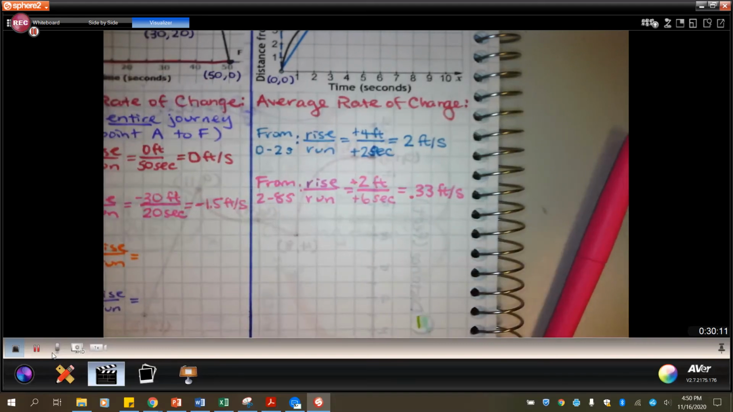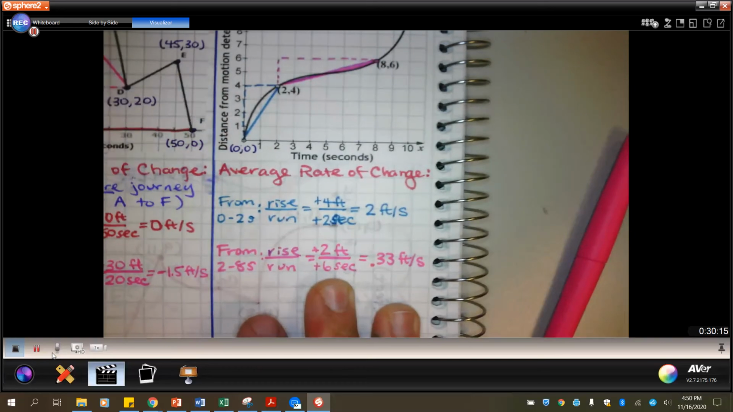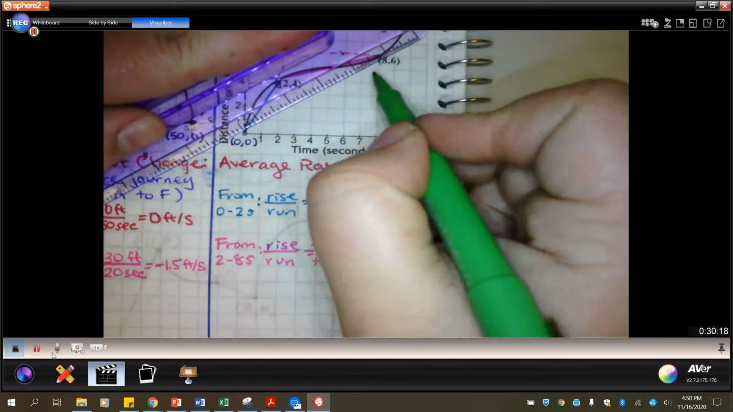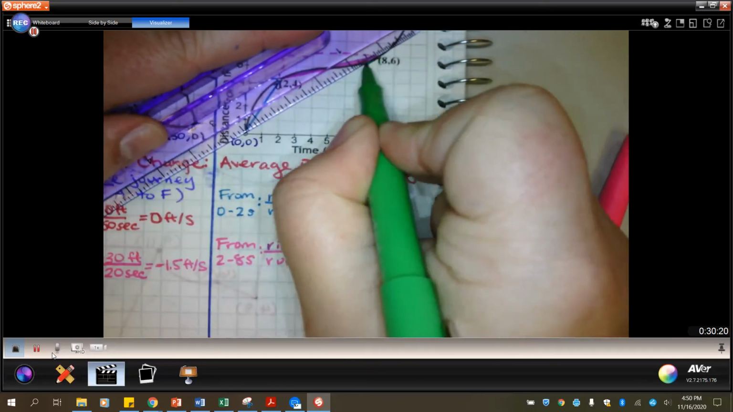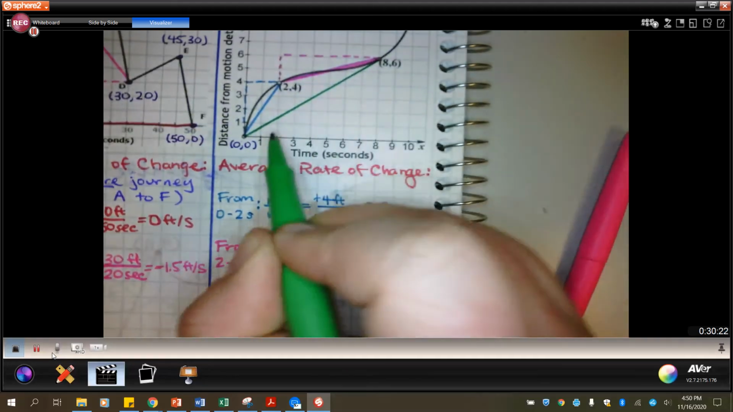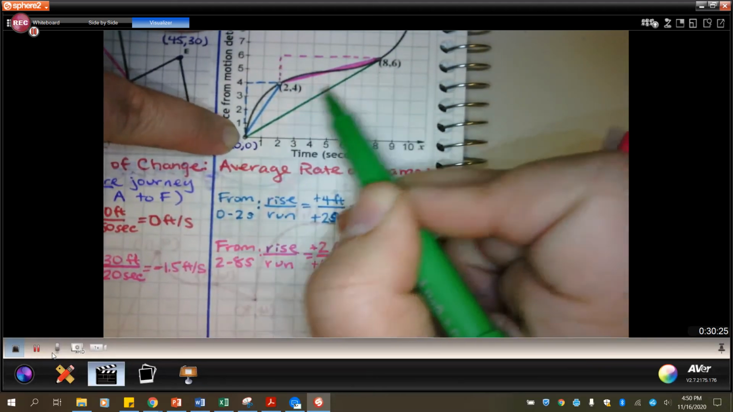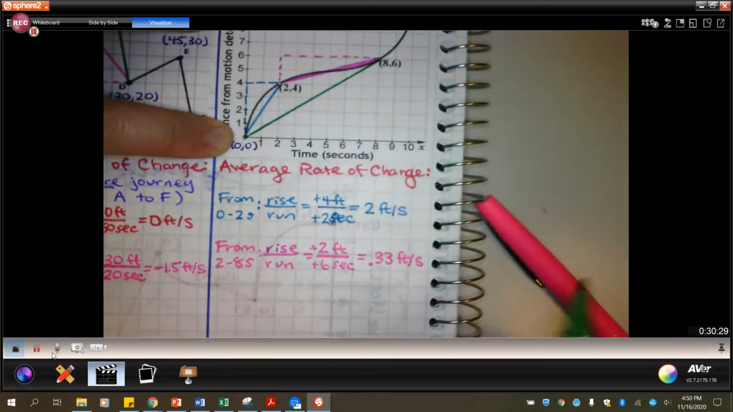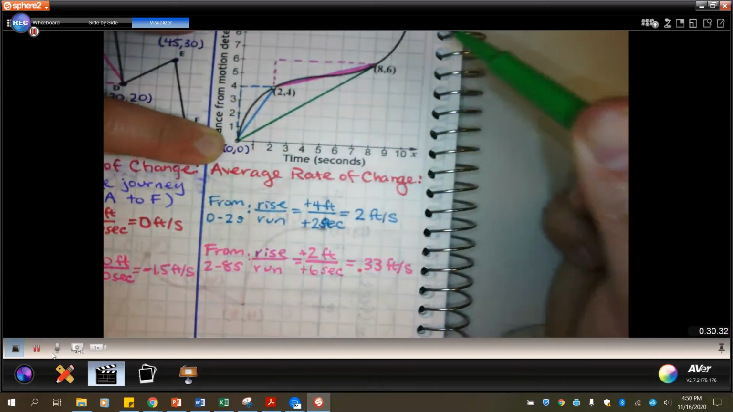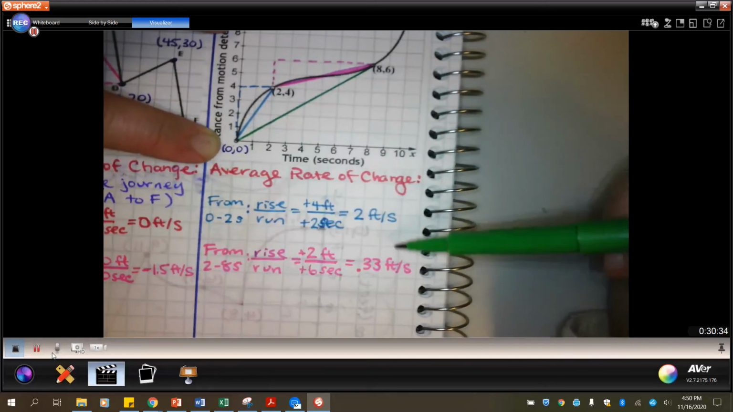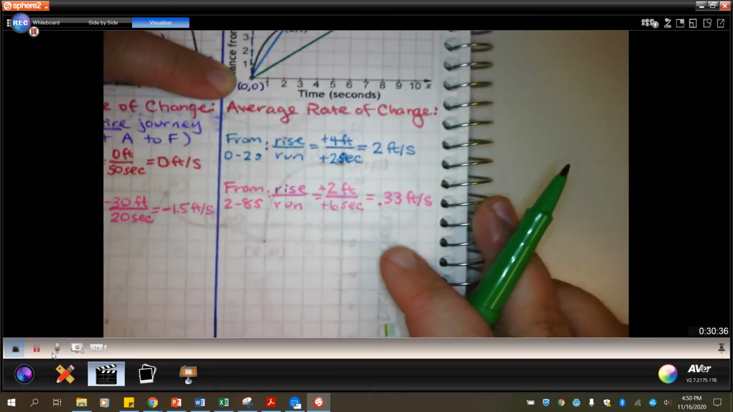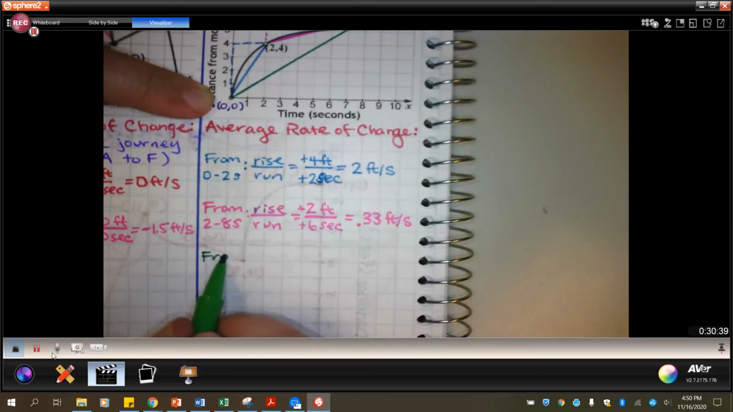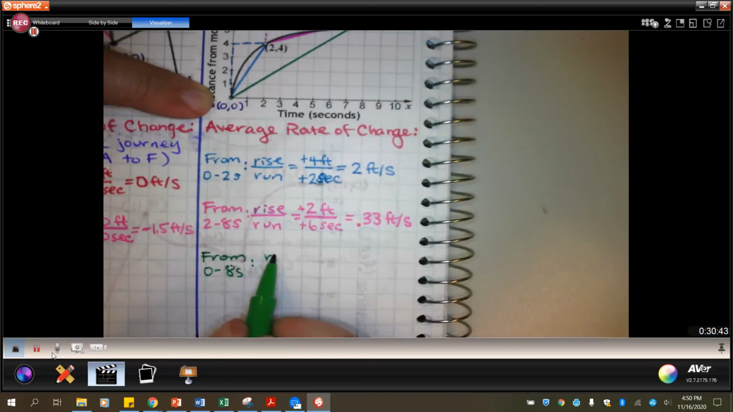Now I'm going to skip a point and go straight from 0 to 8 seconds. So what happens when we skip and go straight there? We broke them into 2 parts, but there is an average over the whole part too, because you went faster and then slower. My hope is that it's in between these 2 numbers, but we'll find out. So that is from 0 to 8 seconds now, which is rise over run.